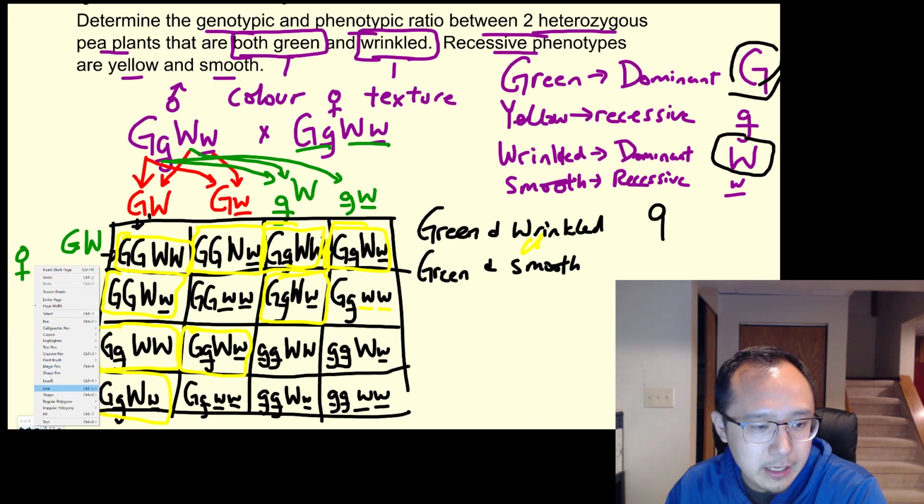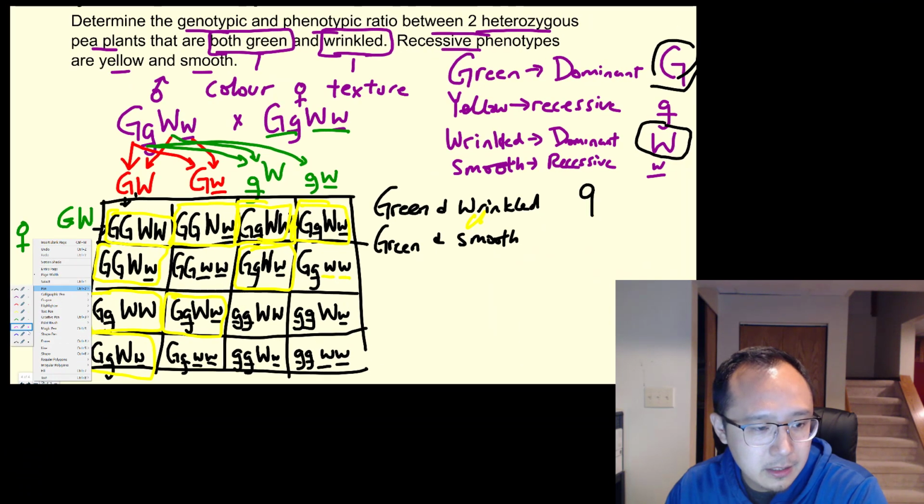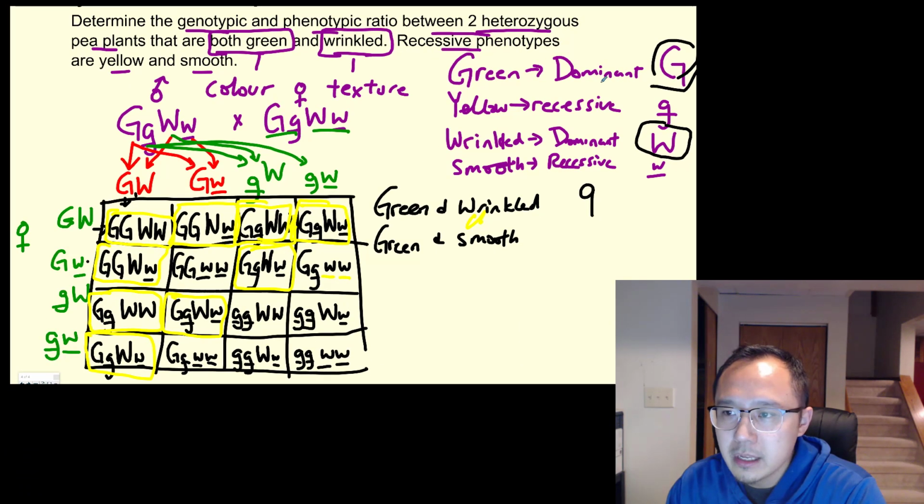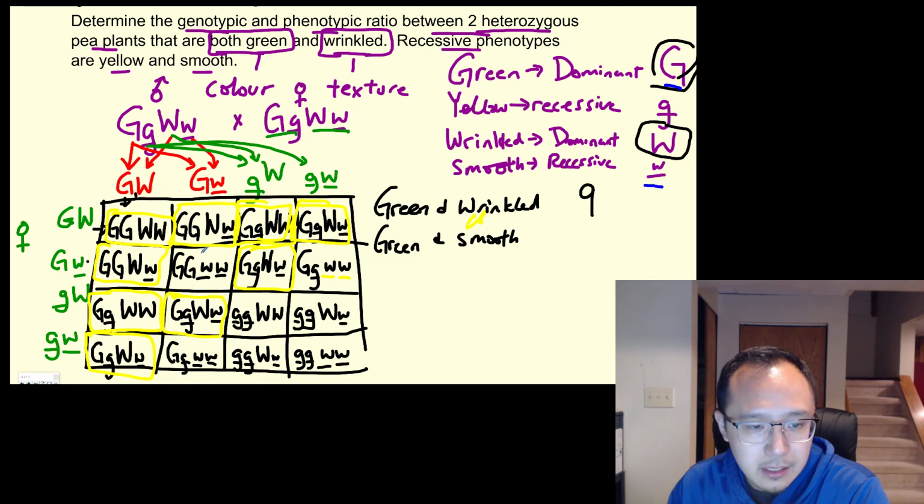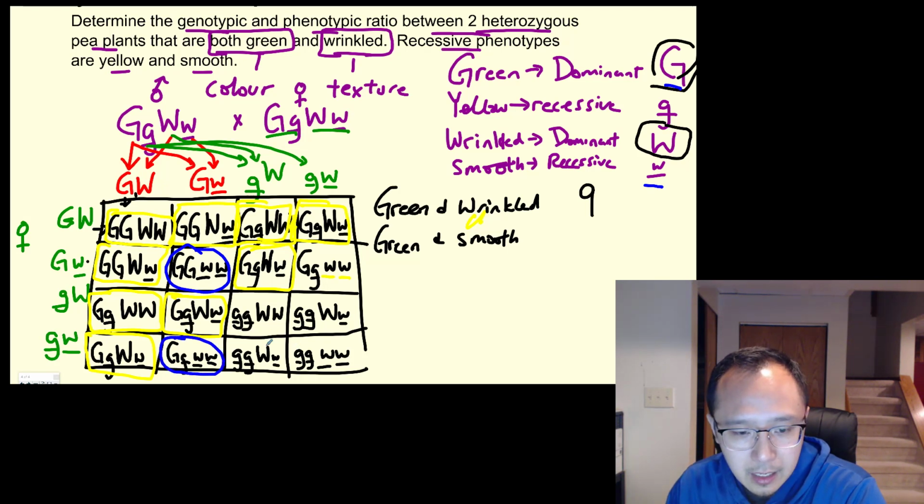So I'm going to change the color again. And let's see, use the blue. Dominant G, so uppercase G, but then lowercase w. This one is my dominant G with lowercase w. Uppercase G with recessive W, sorry, I should say that. These are all dominant G's, recessive W's. So you can see that I have 3 of them, so that's 3.